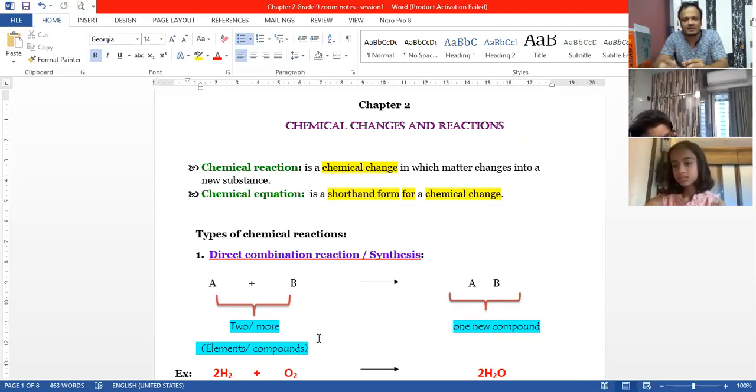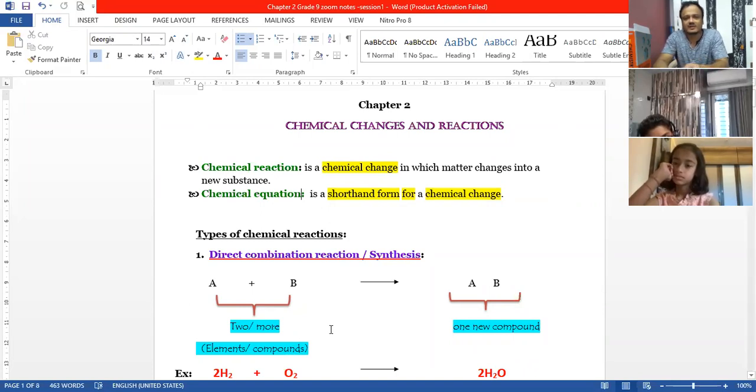Okay, and we already studied in the previous lesson what is a chemical equation. That is how we started balancing equations. A chemical equation is nothing but a shorthand form for a chemical change. So we won't be writing anything in words anymore, we will be studying it in equation form, so that it is easy for us to represent also.